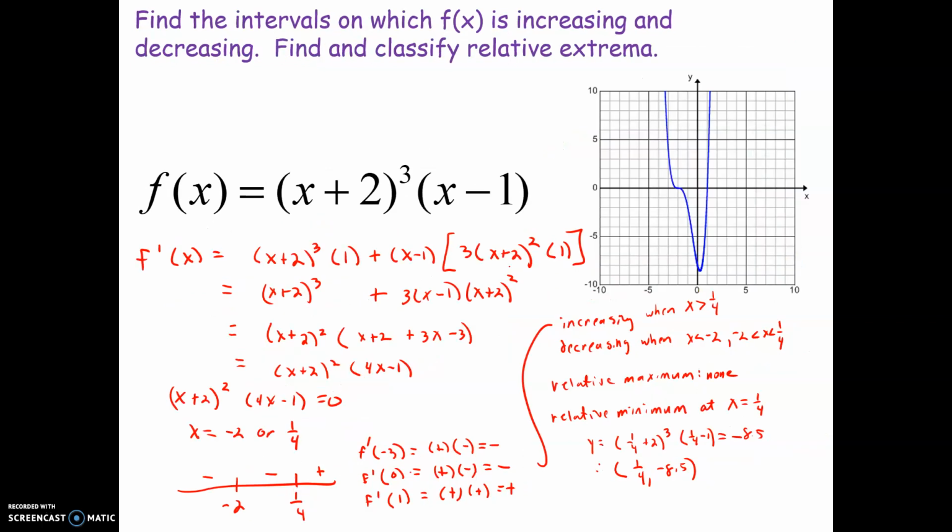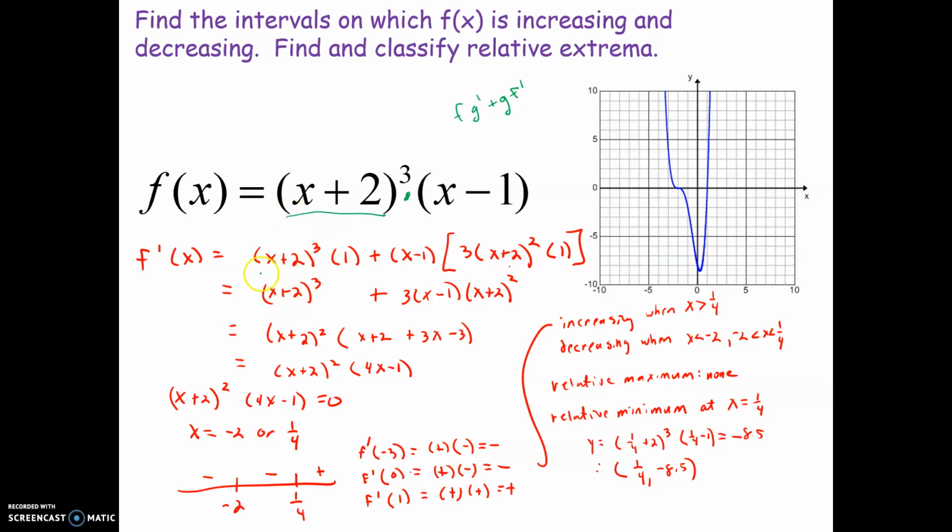Okay, last one is kind of the same thing. It just has one little weirder thing in it. Find the intervals on which f of x is increasing and decreasing, and classify any minimums or maximums. So this is the function. f of x equals (x plus 2) to the power of 3, times (x minus 1). I notice that that is a product. There's a multiplication here. So for a product, the derivative is f g prime plus g f prime. So that's what I'm going to do over here.